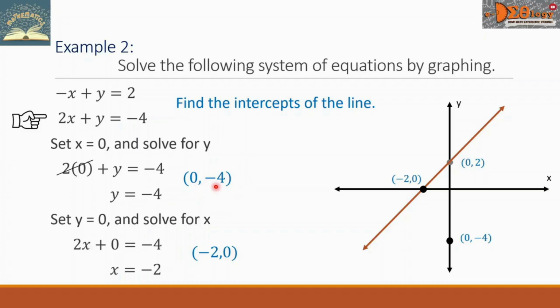This 0, negative 4 is here. And this negative 2, 0 is again coming here. Then we connect the 2 points. We form the line of the second equation. Now we see that this point, negative 2, 0, is the point of intersection. So we conclude this negative 2, 0 is the solution.